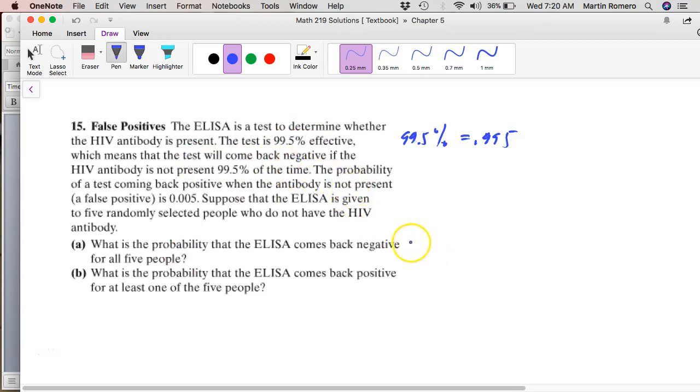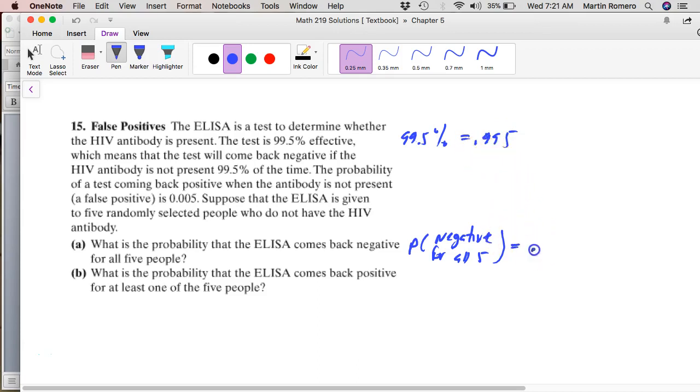And so they're all negative. So in this case, it's the probability of negative for all 5. That's what we're looking for. It's the probability of negative for one person is going to be 0.995, given that they do not have that.